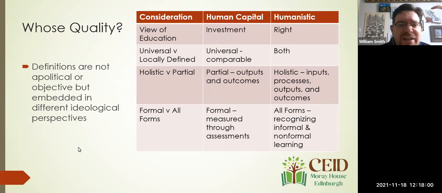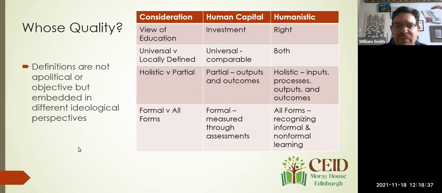So recognizing that definitions are not apolitical, that they're embedded into different ideological perspectives, the chapter looks at two dominant ideological perspectives in education and tries to recognize the differences in those considerations that we just talked about. And you should be familiar with these. So if we think about a human capital perspective versus a humanistic perspective on education. We know human capital sees education as an investment, where humanistic often sees education as a human right. And their view of education drives how they see quality in education.